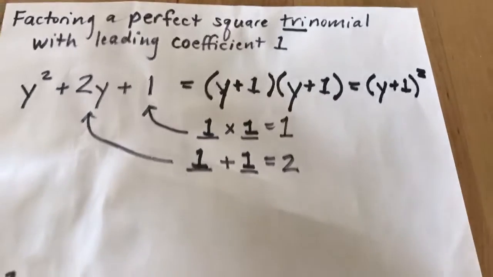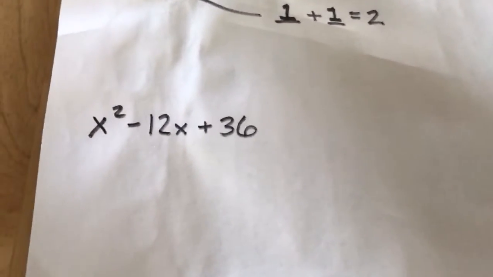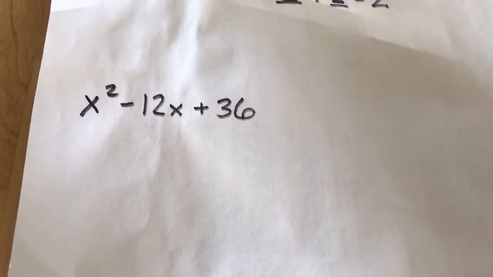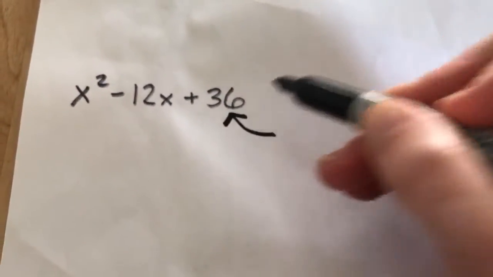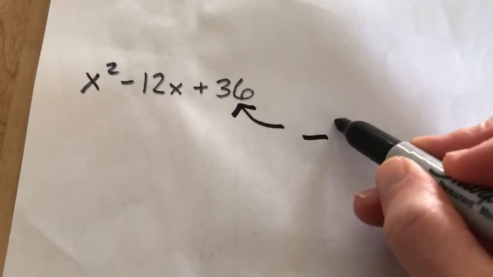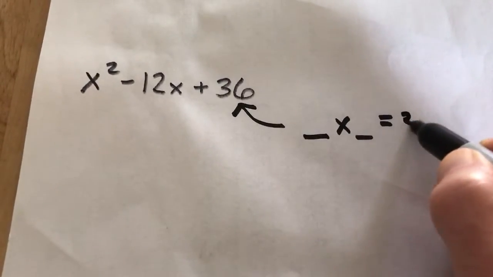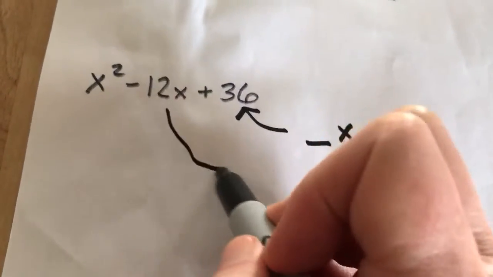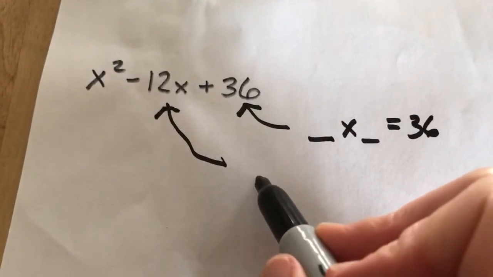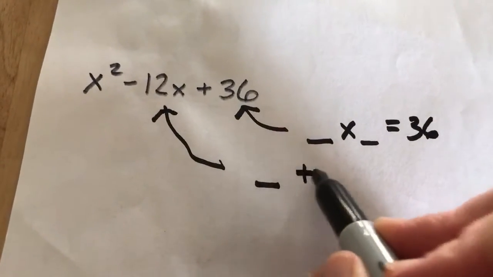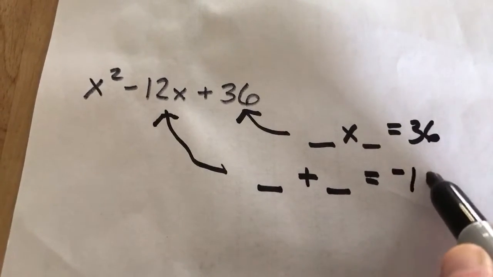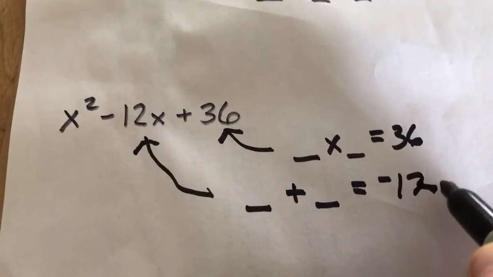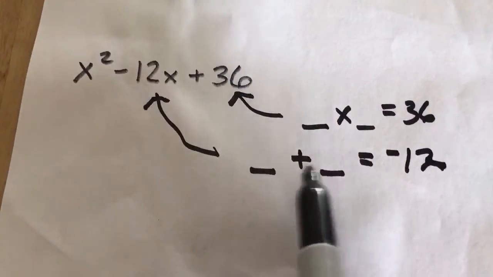All right, let's take a look at a second example. We have x squared minus 12x plus 36. I'm looking for two numbers that multiply to 36. Something times something equals 36. Those same two numbers need to add up to negative 12. And so I'm realizing that I either need two positives or two negatives. And in this case, I want the two negatives so that when I add the two negatives, I get the negative 12.